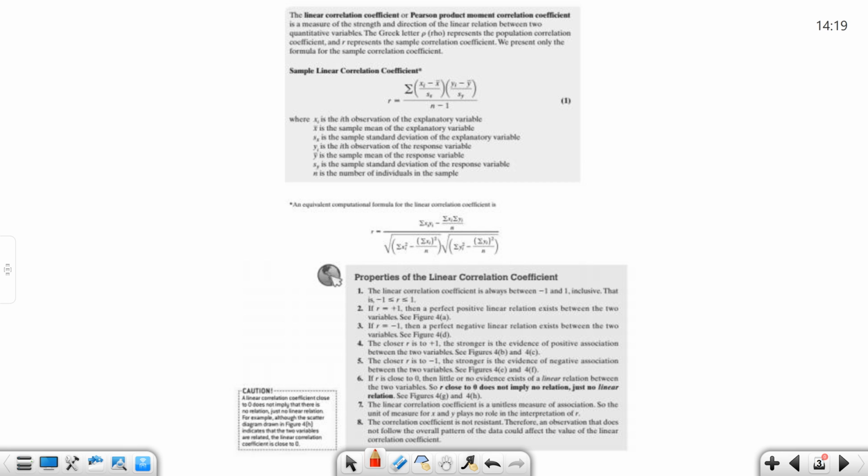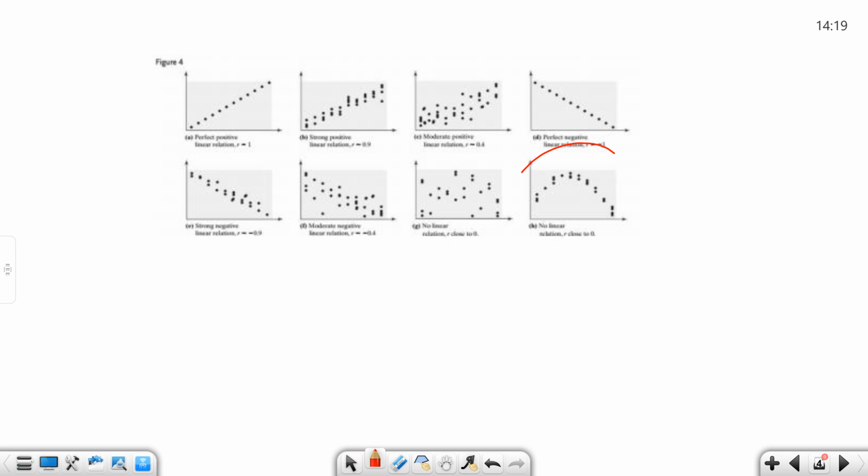For example, the scatter diagram in figure 4H indicates that two variables are related, but the linear correlation is going to be 0. So let's look at 4H. There is a definite correlation there, right? But it's a curve. It's not a line. So the R is going to be 0 there, but that doesn't mean there's no relation. There's just no linear relation. Linear meaning line, right?